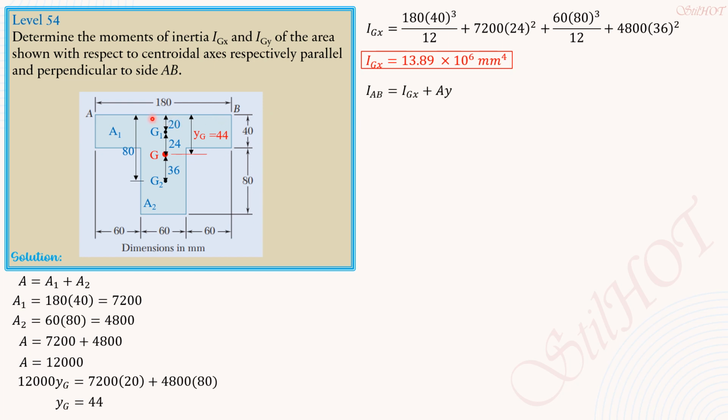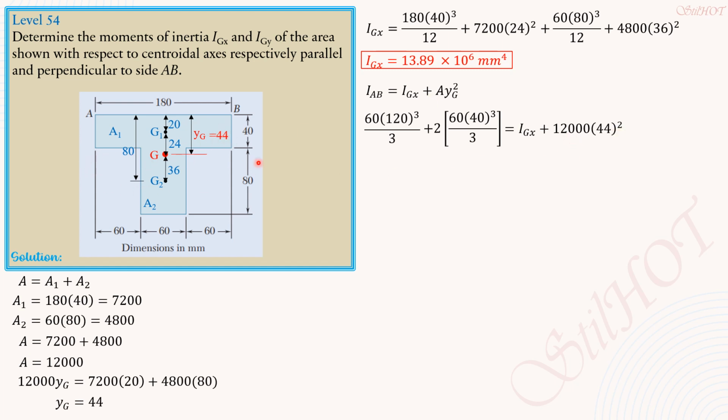So IAB is IGX plus area times YG square. We need that. Then IAB, for this rectangle here, is 60 times 120 cubed over 3 with respect to the base, remember. Plus 2 times the moment of inertia of this wing rectangle, which is base 60, height 40, so 60 times 40 cubed over 3, then times 2 because it is also the same as this with respect to AB. So 2 times 60 times 40 cubed over 3, then equals IGX plus area 12,000 times YG 44 quantity square.